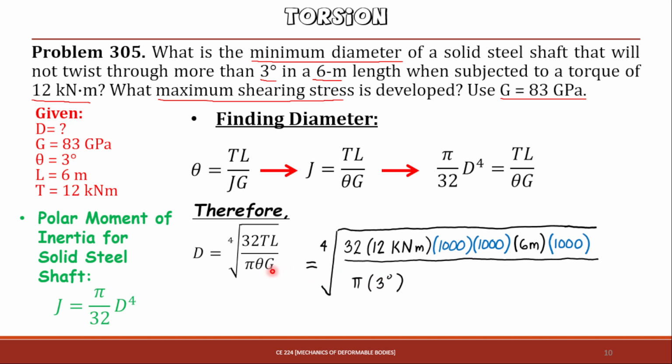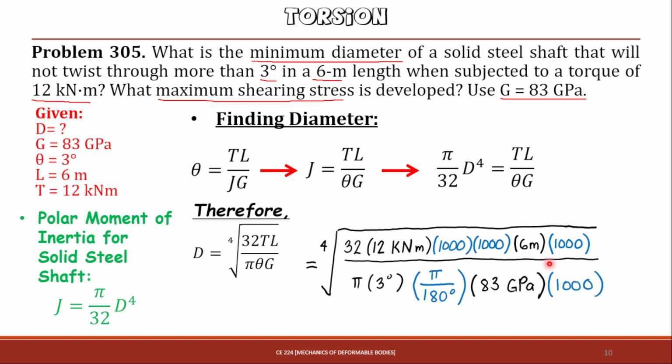Tapos yung theta natin na 3 degrees. And yung kanina, di ba sinabi natin, yung angle of twist na ito ay naka-radians. So dapat yung degrees na yan, papalitan natin ng radians. Kaya i-multiply natin siya ng conversion factor na pi over 180 degrees para makancel yung degrees. Tapos yung G, which is yung 83 gigapascal. Nakasanayan natin, megapascal yung units natin, kaya multiply natin ng 1,000 para maging megapascals.